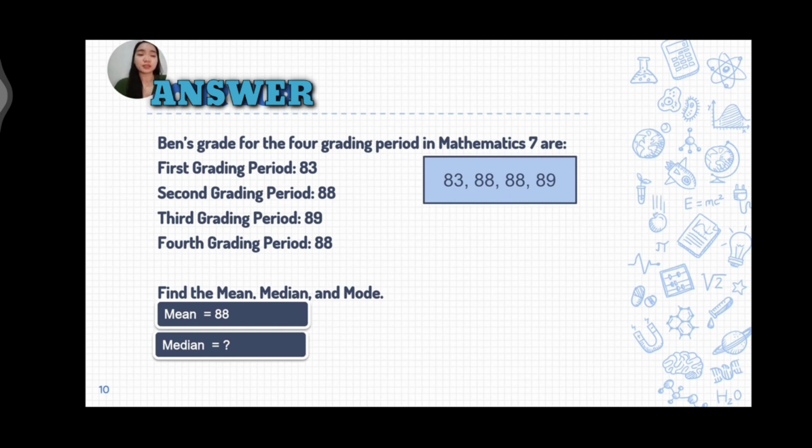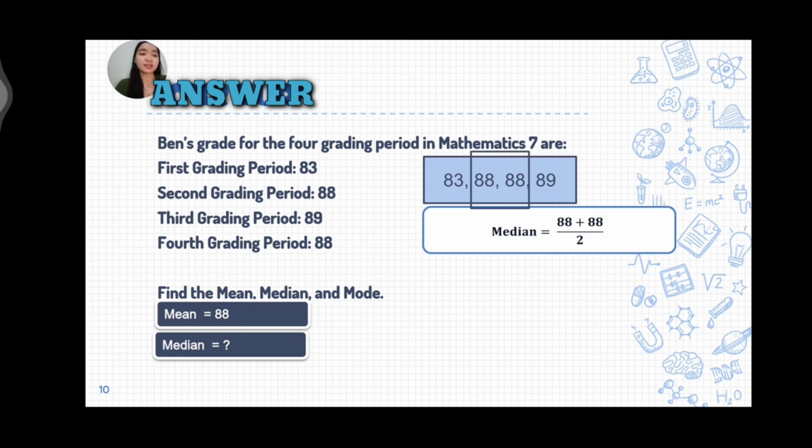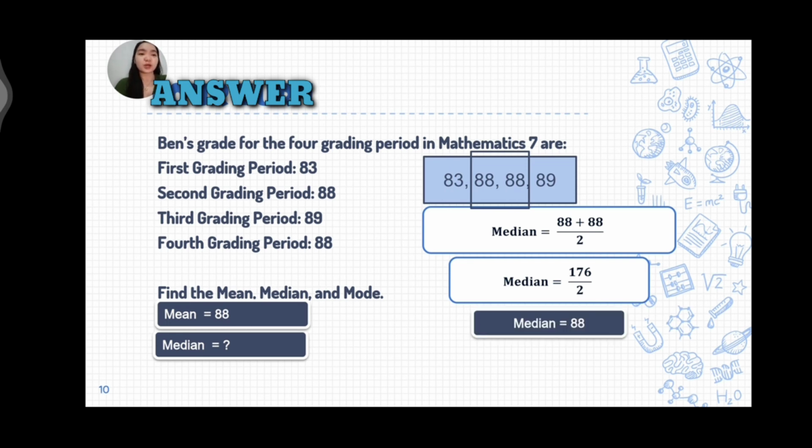Okay, next, since we're done with the mean, we proceed with the median. So in median, let's see if it is odd or even. Okay, so how many values do we have? 1, 2, 3, 4. So 4 is even. Therefore, if we have an even number of values, we're going to find the two middle values, then divide by 2. So our two middle values here are 88 and 88. So we're just going to add 88 plus 88 divided by 2. The answer would be 176 divided by 2. Therefore, our answer is 88 again. So our median value is 88.